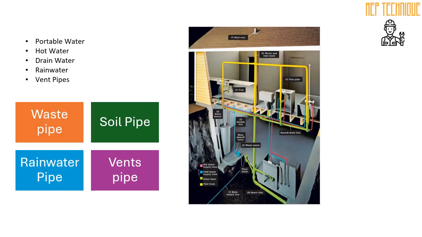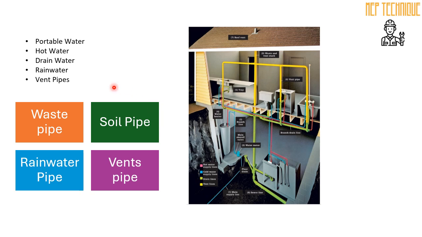Well, so in the drain line, there are five kinds of lines you will find. That is potable water line, this is where our water will be supplied, hot water, rainwater, and vent pipes. In the drain line, there are four types of pipe you will find: waste pipe, soil pipe, rainwater pipe, and vent pipe. Waste pipe will be connected to a WC, bidet.